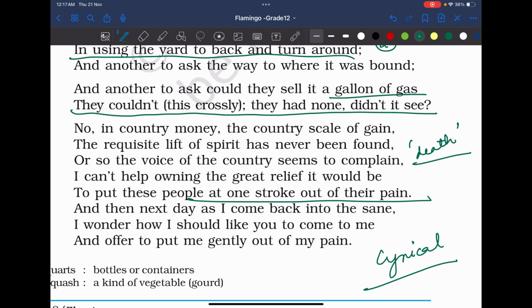If you're going to kill them, then their pain would just end in one simple stroke. Their pain would end and they would be free. The very next day, when he has thought about all of these things, he comes back to his sanity, he comes back to his senses, and he's like, oh my god, what have I thought? How did I think about these things?